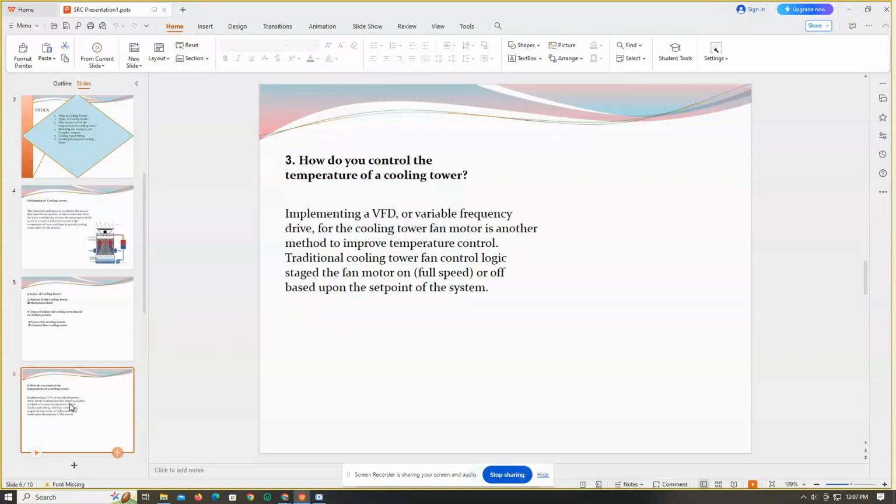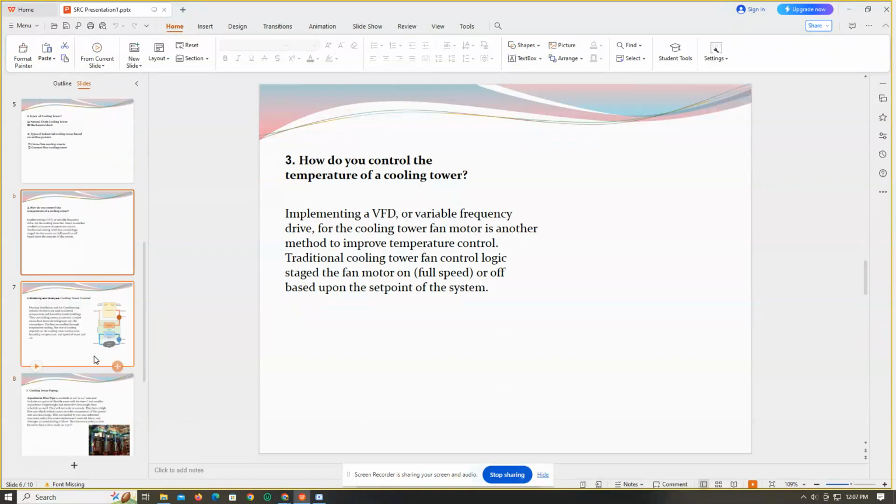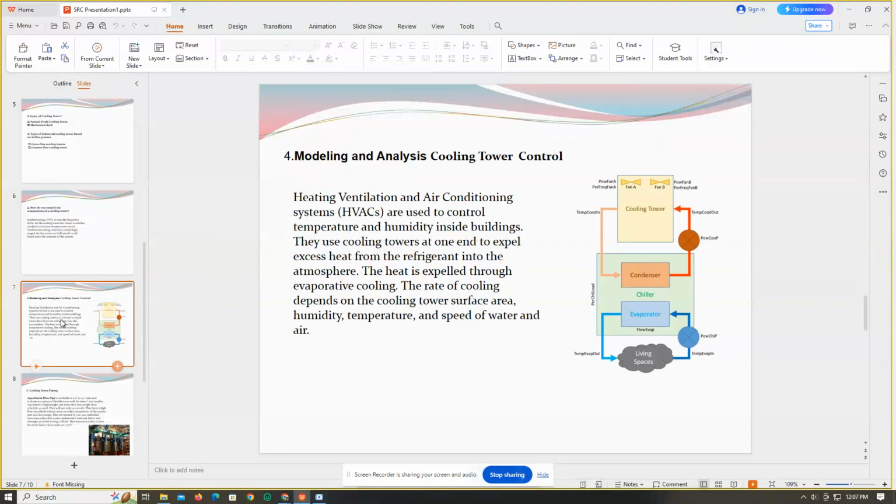Next, how do you control the temperature of a cooling tower? Implementing a VFD, or variable frequency drive, for the cooling tower fan motor is another method to improve temperature control. Traditional cooling tower fan control logic stages the fan motor on or off based upon the set point of the system. Next, modeling and analysis of cooling tower control.